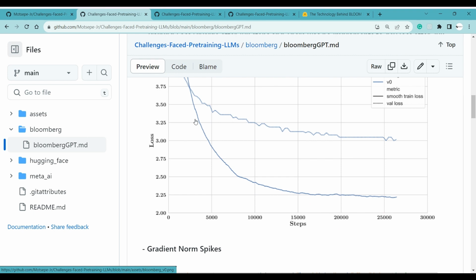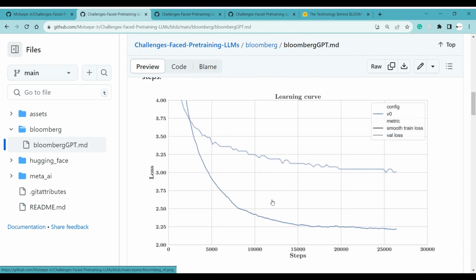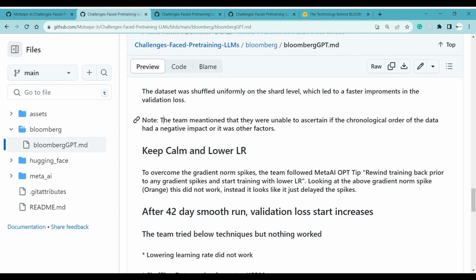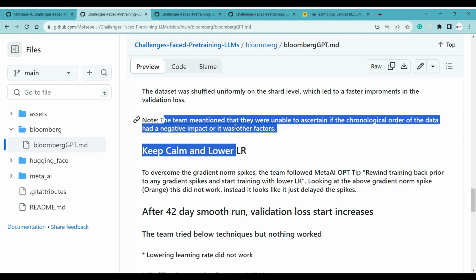You're trying to understand what could cause this. So it's one of the debugging steps for these discrepancies that they were seeing with this curve. Okay, like I said, I have to note this because the team mentioned that they were unable to ascertain if this technique did have a negative impact because there were so many factors.